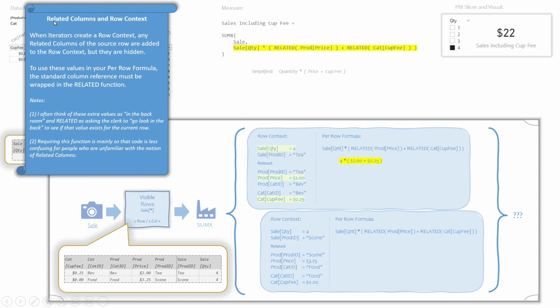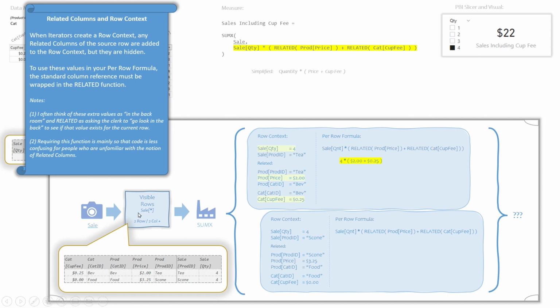Okay, so let's talk about related columns and how they interact with row context. When iterators create a row context, any related columns of the source row are added to the row context, but they are hidden, right? To use the values in your per row formula, the standard column reference must be wrapped around the related function. And that's it. That's all you've got to do, right?